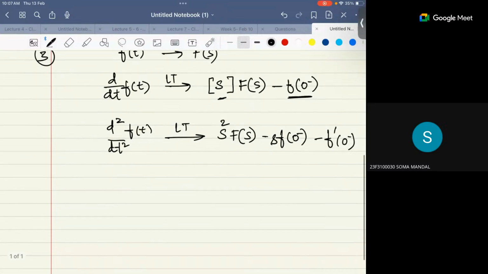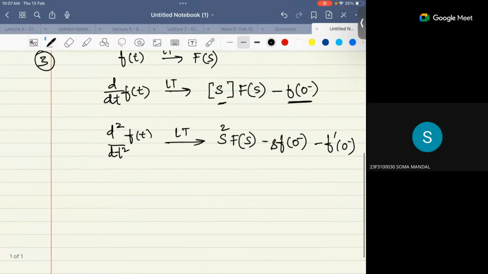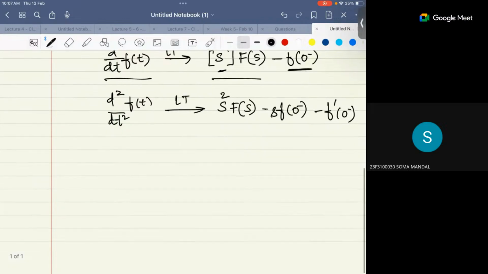Similarly, for the integration also, that is a dual property that you call it. If you are differentiating in the time domain, in the S domain you just multiply by S, right? Similarly, in time integration, if you already know the Laplace transform of f(t) as F(s), and you have been asked to calculate for the integral of f(t) dt, then the Laplace transform would be the Laplace transform of f(t) upon s.